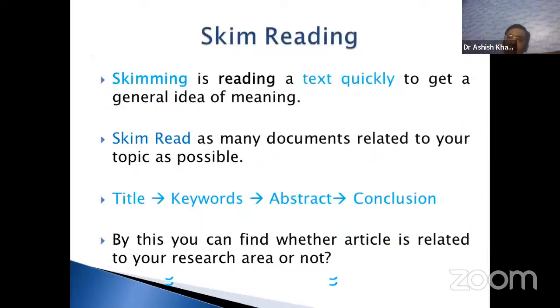Skim reading. Skim reading means you can download 20, 30, 40 papers in one go. Once you have downloaded those papers, you can just read the title, the keywords, the abstract and the conclusion. See, the abstract is the most important part of any research paper. Most research papers are either rejected or accepted on the abstract only. So if the abstract is not of good quality, if you have not written the abstract properly, the chances of rejection become much higher.